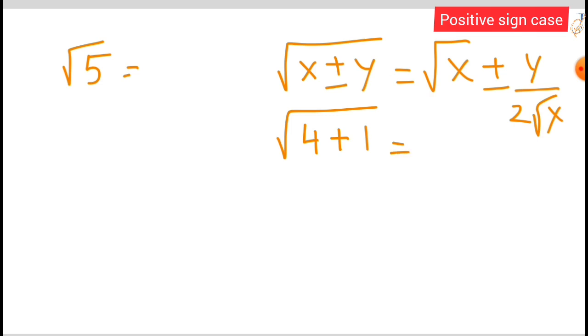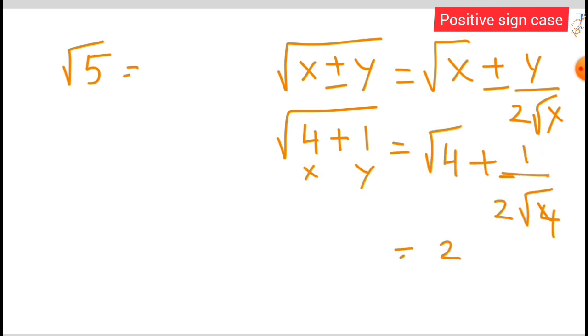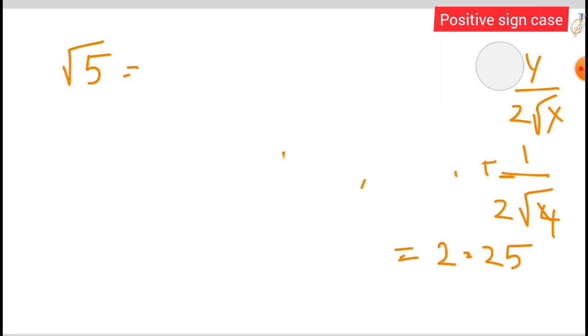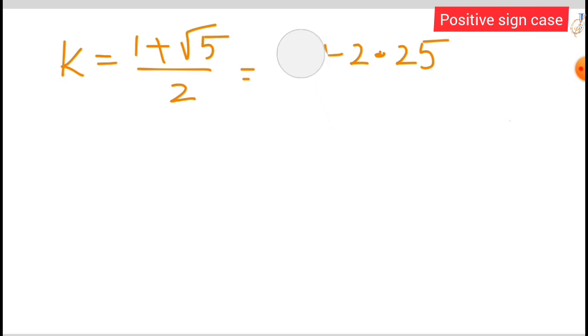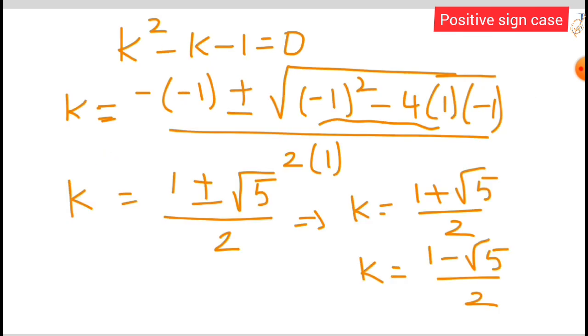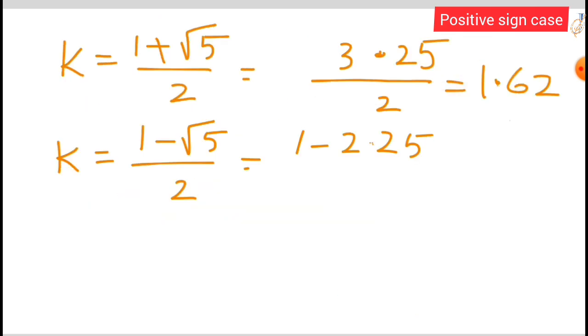Root 5 value is 2.25. Adding plus 1 you will get 3.25 over 2, which gives 1.62. Another k value is 1 minus root 5 by 2. So 1 minus 2.25, which gives minus 1.25 over 2. So this is a negative value.